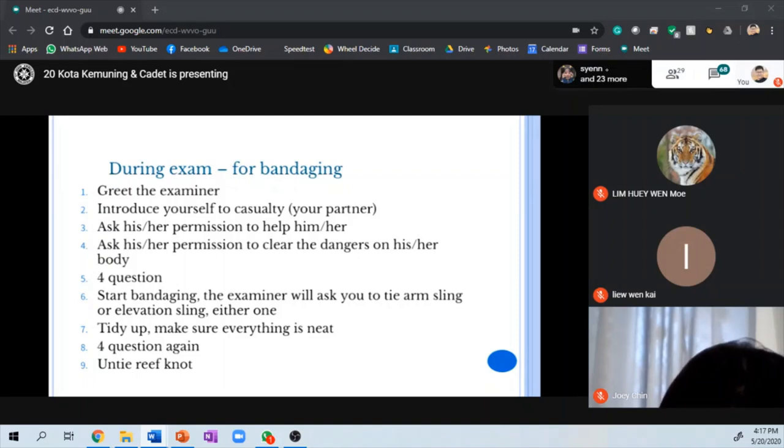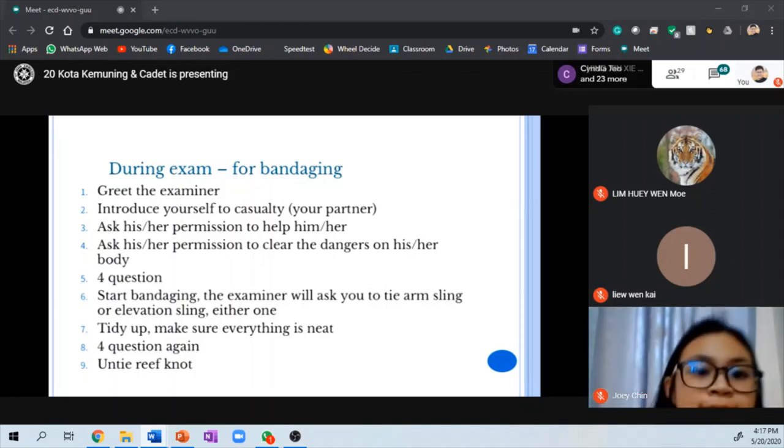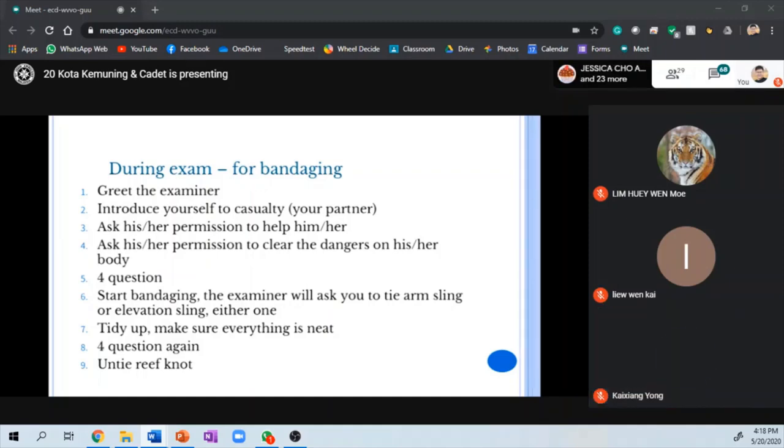Okay, and then you need to ask permission to clear the danger. Because when you attend the exam, you have a name tag at the chest. You need to take it out. Remember to take it out, like remove the danger. The watch you also need to remove. And remember the belt cannot be removed, because it can secure the pelvis.